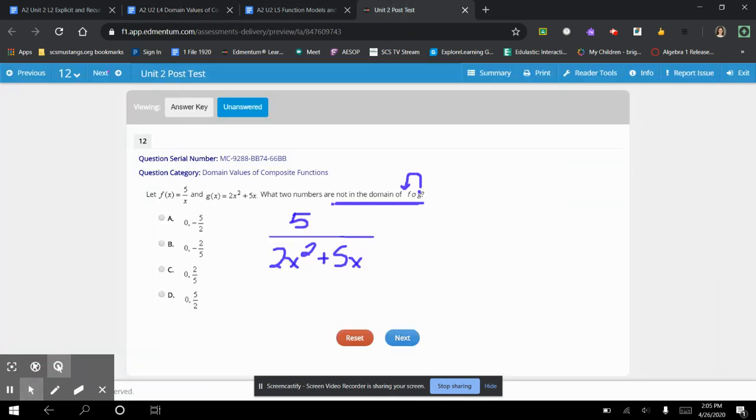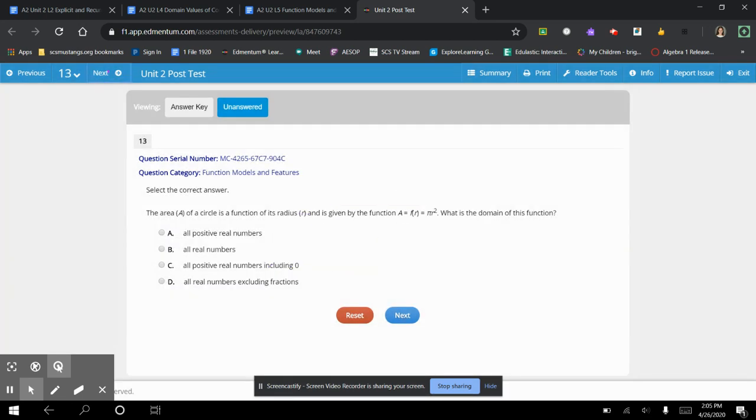And pick the answer that matches up there. Looking at 13. 13 says the area of a circle is a function of its radius and is given by the function A equals f of r equals pi r squared. What is the domain of the function?